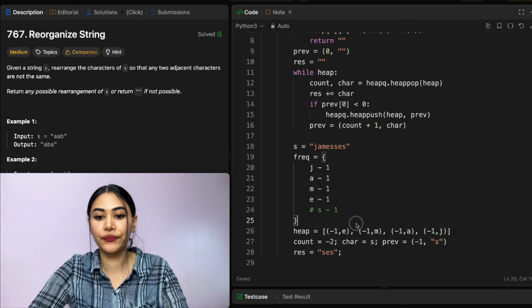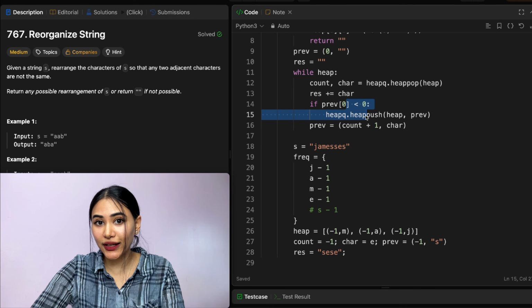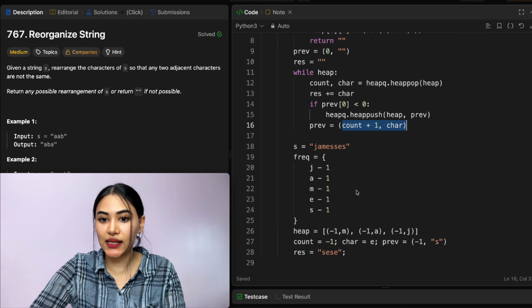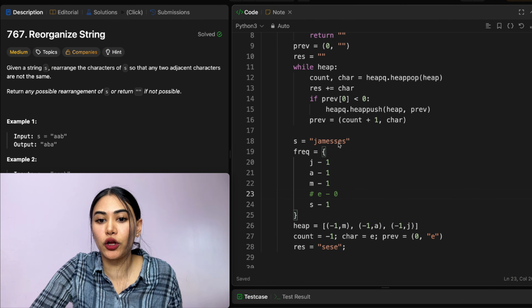We're popping off. So we get negative 1e. We add e to our string. We bring s back. And we're going to put e to the side. So count plus 1 puts it at 0. Meaning we've used all e's that we could. We have both e's in here and there were only 2 available to us.